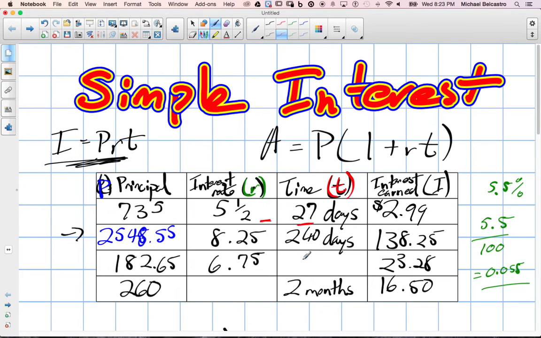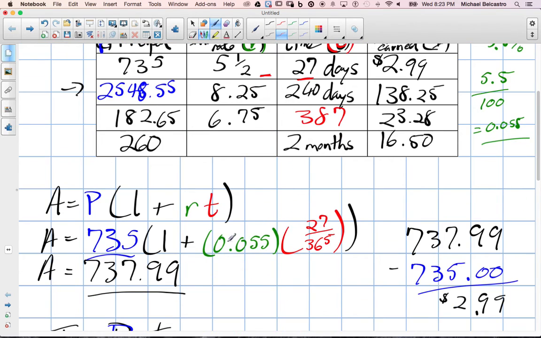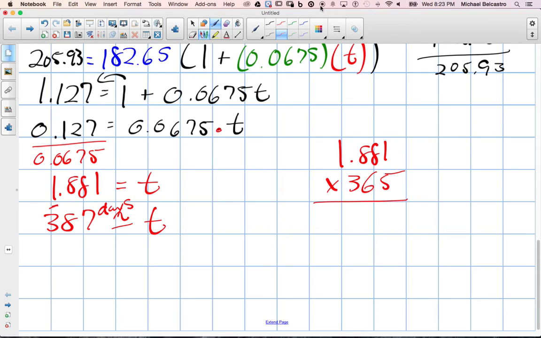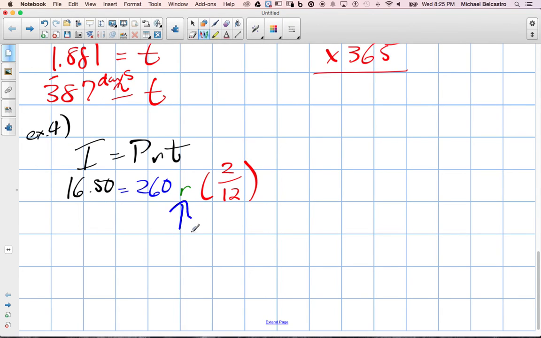Okay, so 687. And then the last thing, for interest rate, would be the same thing. You would just isolate for your R. And I guess last one. Looking for interest rate. Interest earned was 16.50, so we're using the other formula. We went back and forth. Principal was 260. Time was in months, so instead of being over 360, it's over 12 in this case.